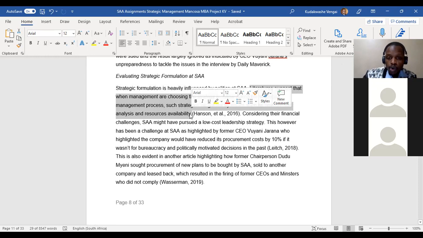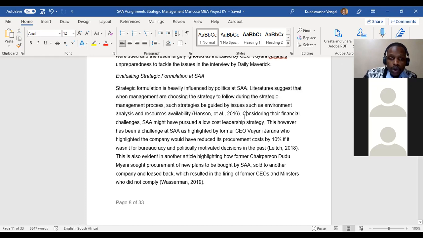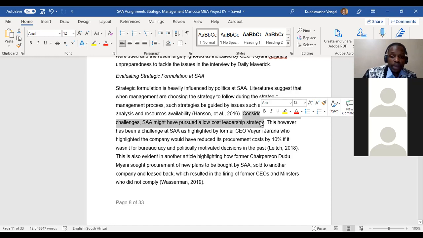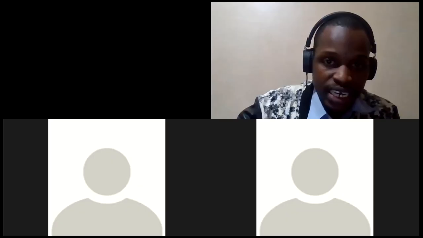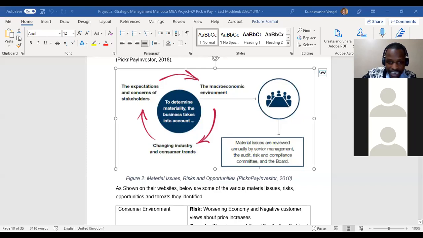And then I'm also highlighting here, considering their financial challenges, SAA might have pursued a low cost strategy. That's a strategy that I would recommend for them, right? However, you can see that that's not what they were pursuing. If you read the rest of the statement, you can see that's not what they were pursuing. Why? Because their strategies were being dictated by the government. All right, let's look at a different perspective. Let's look at Pick and Pay and see what was happening at Pick and Pay, so that you can see how you can argue it from a different perspective. Okay, let me open Pick and Pay. All right, let's see.